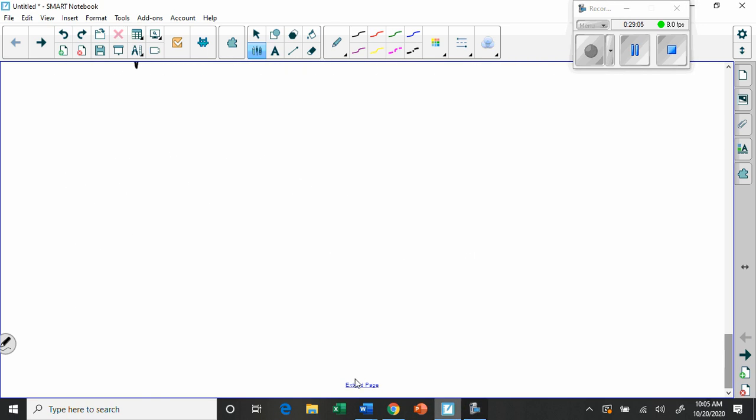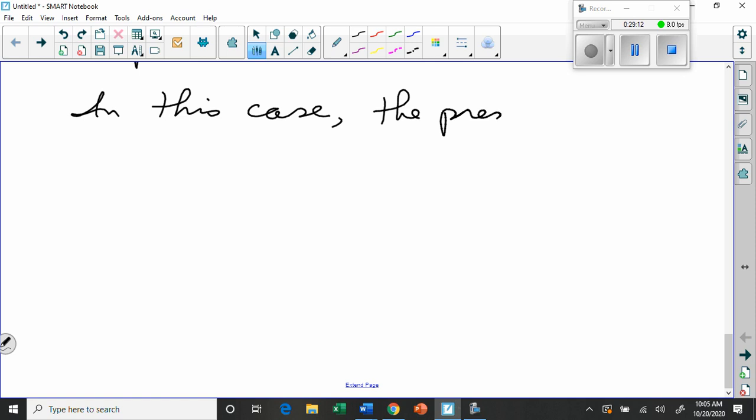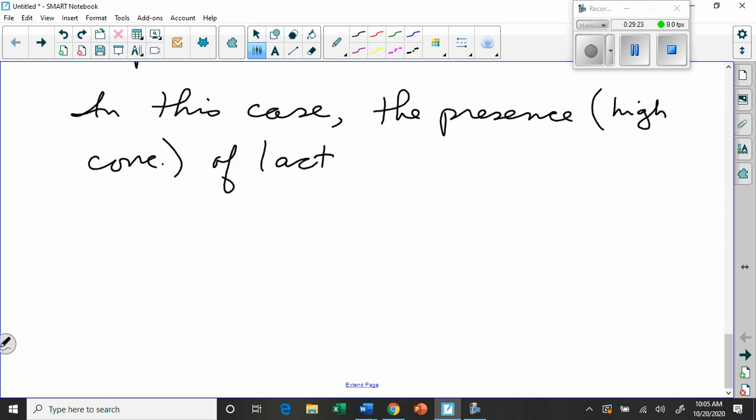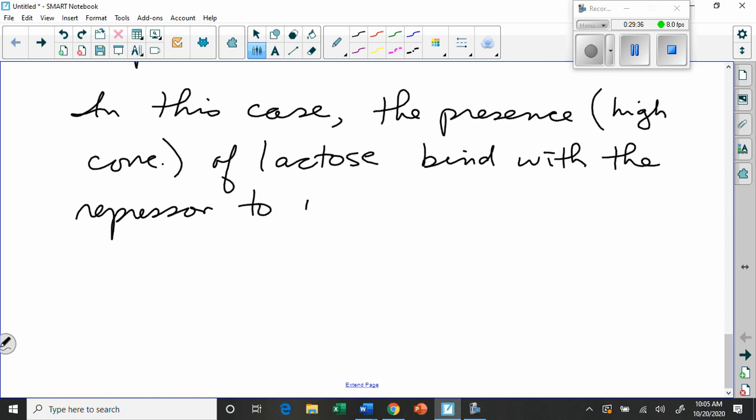So in this case, the presence, or we could say high concentrations of lactose, bind with the repressor to inhibit or to stop or prevent the expression of lactase.